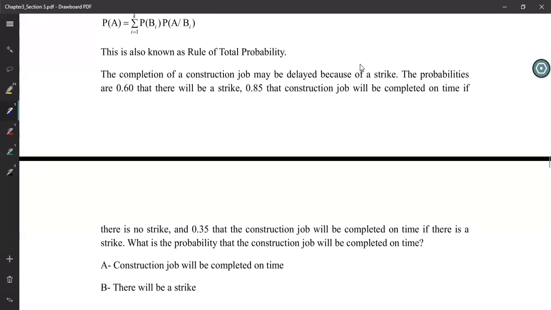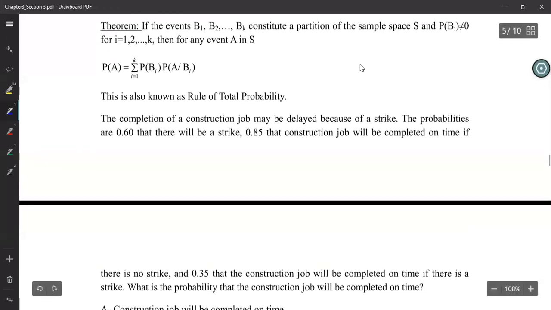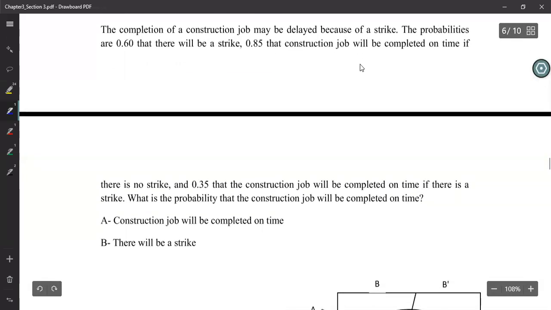The completion of a construction job may be delayed because of a strike. The probabilities are 60% that there will be a strike and 85% that the construction job will be completed on time if there is no strike. Now remember, look carefully. There are conditional probabilities and there are general probabilities. And then it says 0.35 that the construction job will be completed on time if there is a strike.